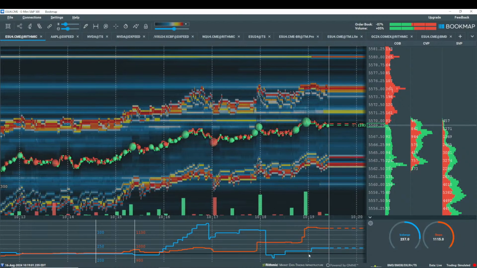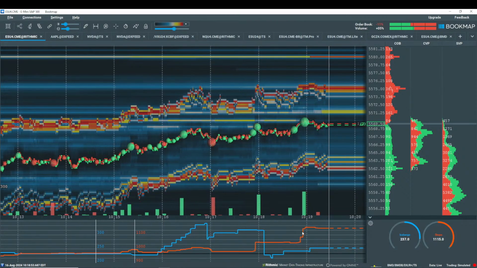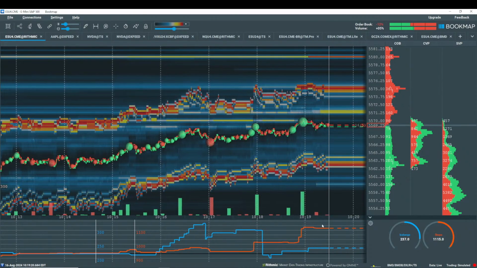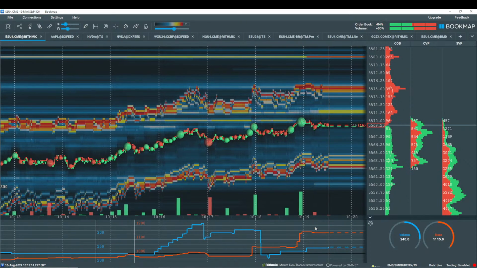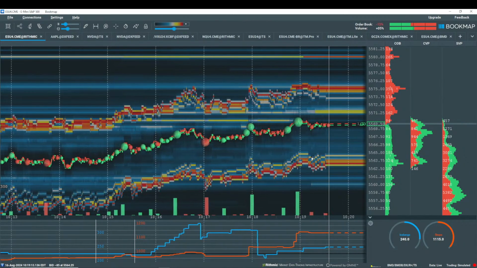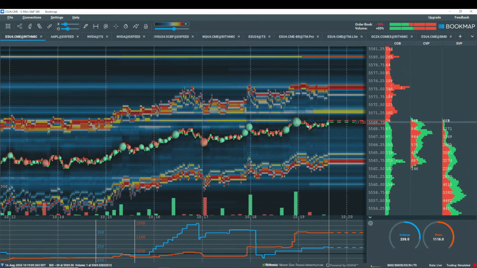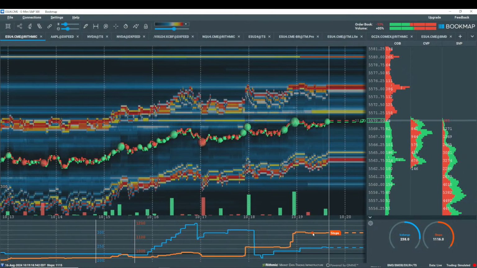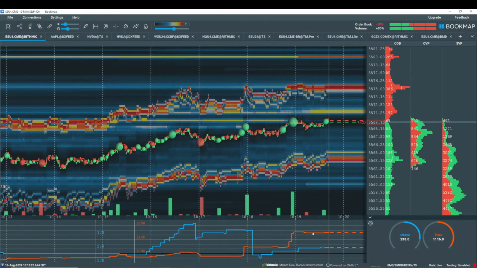Now, why is this an add-on? Well, it only works for CME group instruments, futures only. What if you're a stock trader? What if you're a crypto trader? It's not going to work. What if you're trading Eurex? It's not going to work. Right? So it's an add-on.